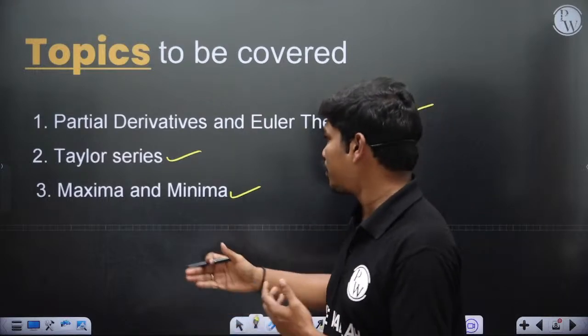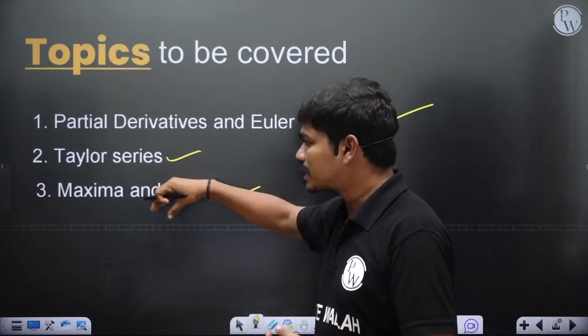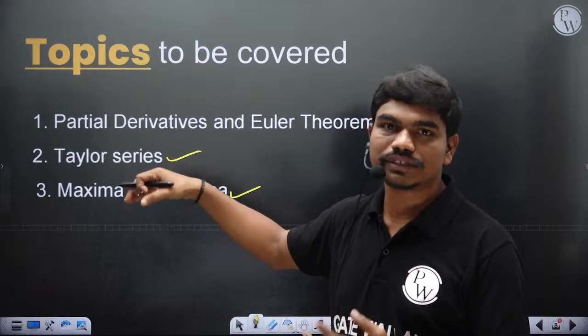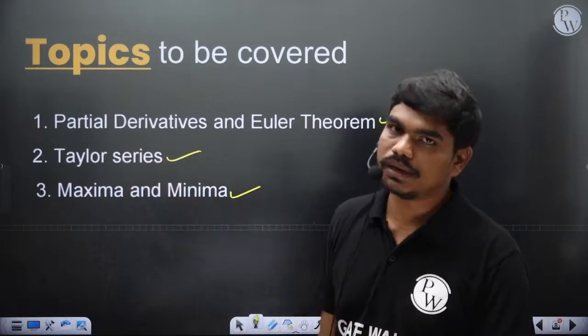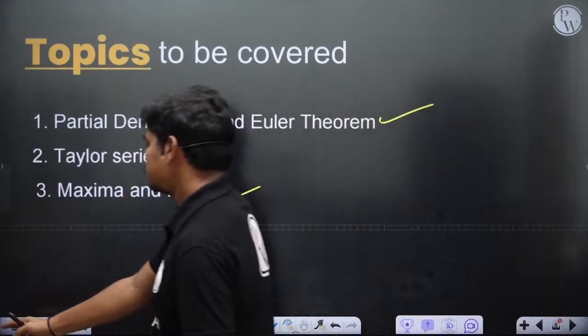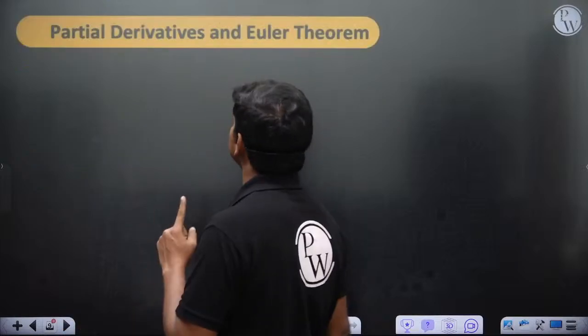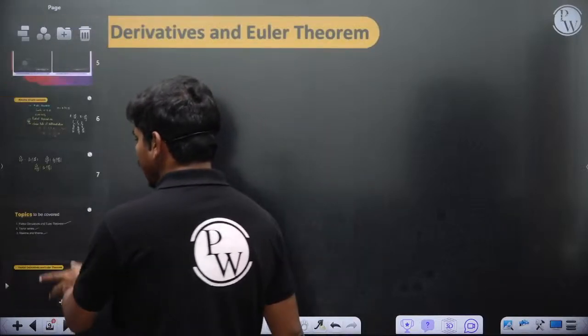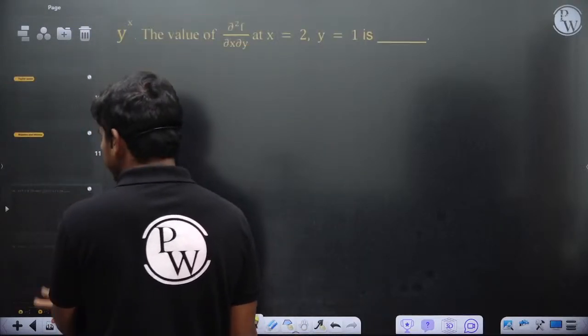Of course, I'm not sure whether I can discuss constrained maxima and minima in today's class, but I'll try to give some glimpse of unconstrained maxima and minima. So let's start with partial derivatives and Euler's theorem. But before we go here, I've given you some homework to solve. So have you solved it?